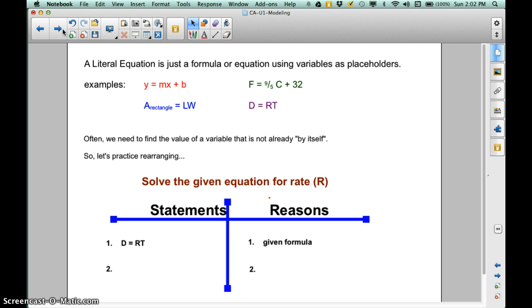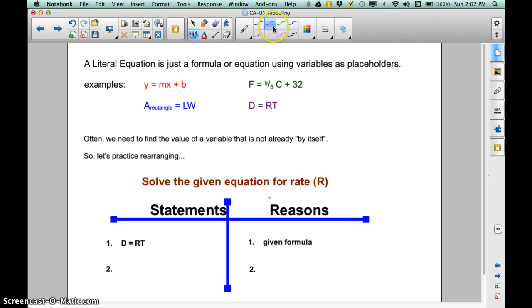A lot of times we need to find the value of a variable that's not already by itself in the formula. And so we need to be able to rearrange the formula to serve our purposes for a particular problem. In the example below, we're given an equation, or the formula, d equals r times t. And so we want to solve that equation for r.